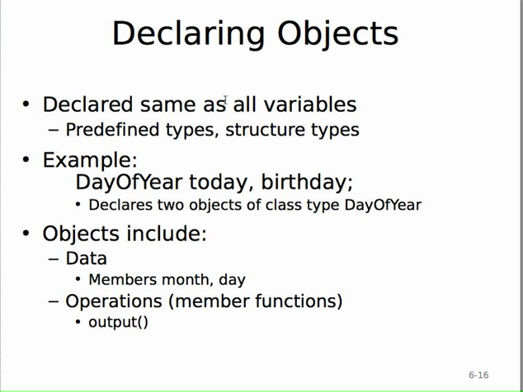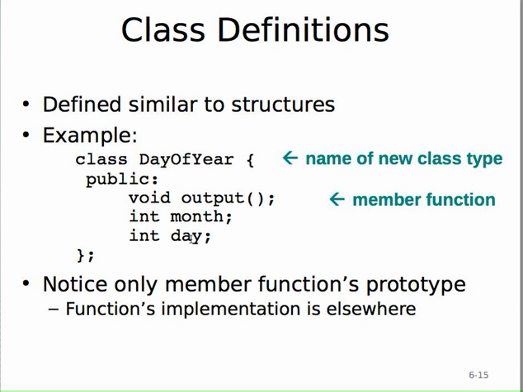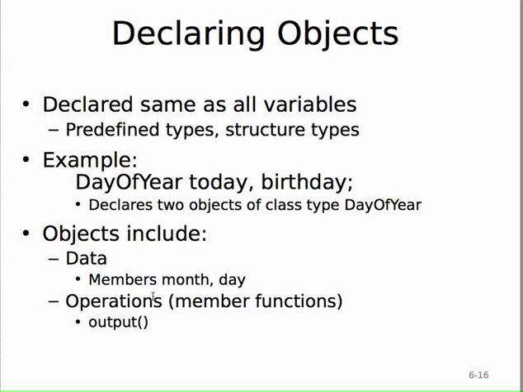Okay, so how do you declare objects? Same as all other variables. You have the name of the class, and then you have the name of the variable. So today is of type DayOfYear, and we're assuming DayOfYear is a class. It could also be a struct, but this will work. Birthday is also an instance of the DayOfYear class. Objects include data and operations. Data is members. So for example, in here we had month and day, and we had the method, or operation, called output.